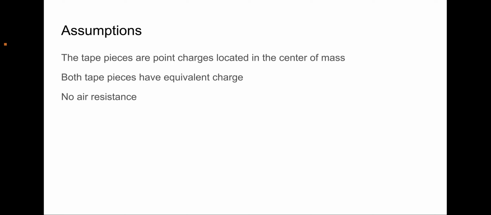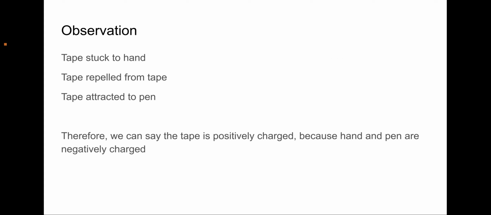Some assumptions that we're making are that the tape pieces are both point charges, which greatly simplifies the math required, and we're saying their point charge is located at the center of mass. We're assuming that both tape pieces have equivalent charge, which makes sense because they're both the same thing. And we're also assuming no air resistance.